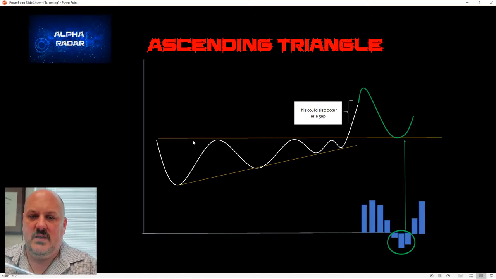So the first one is an ascending triangle. When you see a stock, it's going like this. It's made a low, it's made a high, it's made a higher low, the high there, it's a higher low. So it's kind of coiling up here. And then upon this breakout, that's what I like to see. Now, a lot of traders will just trade the breakout. Me, I prefer to see if the breakout is going to hold or if it's going to be false and it's going to pull back again.